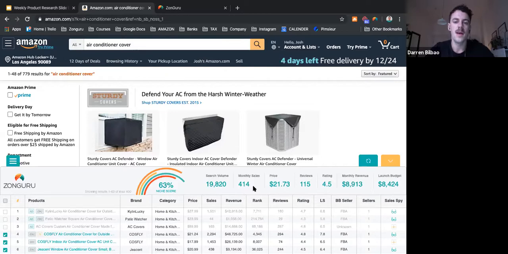So the first thing I do when I get to the Amazon page when I'm looking for a product with a niche score is obviously I check that I'm in USA. I check that this search volume is above 50. I check that it's a good number. If this number was like 50 or below, then that means that this is probably not the keyword that people are searching for to find this product.